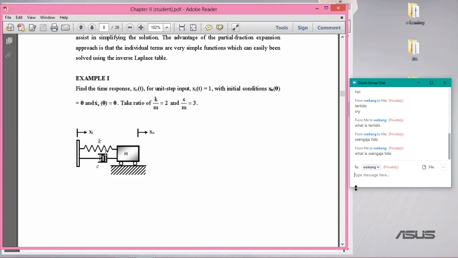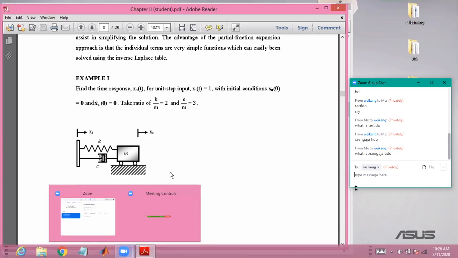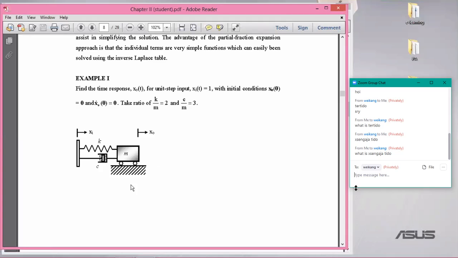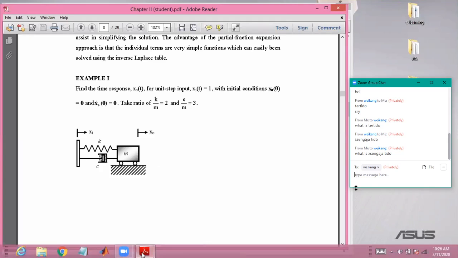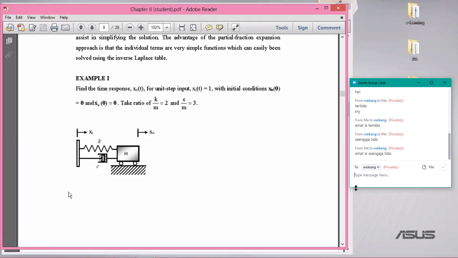Anytime you see a mass, anytime you see a spring, there is a possibility of oscillation there, depending on the ratio of k over m and c over m. So we don't know yet what's going to happen, so we are going to solve that. We are going to solve this using the Laplace transformation technique. So our first task is to obtain the mathematical model, and then take the Laplace transformation, solve for the output, take the inverse Laplace, and you will get the time response.